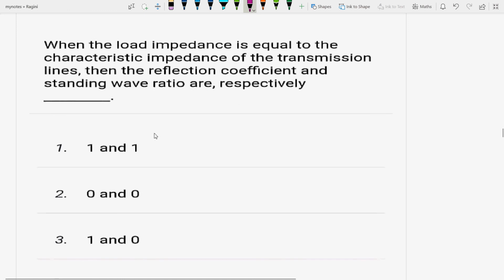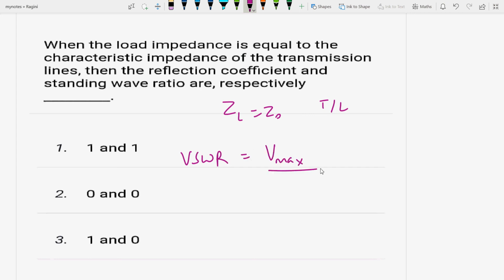Next question है last. When the load impedance is equal to the characteristic impedance of the transmission line, then the reflection coefficient and standing wave ratio is, it's very easy. आपको पता है जो VSWR होता है, it is a measure of mismatch between the load and line. So it is equal to Vmax by Vmin and this is equal to Imax upon Imin and this VSWR is denoted by S. So this S is equal to 1 plus rho by 1 minus rho.